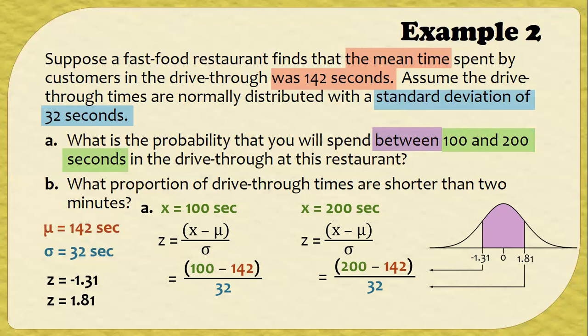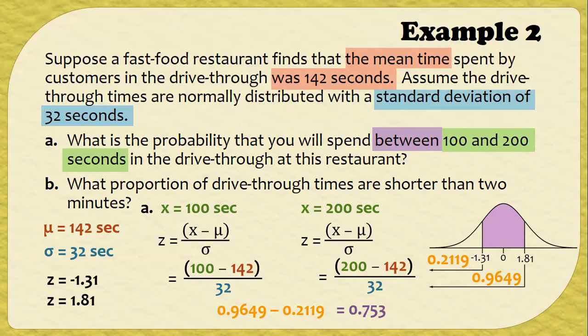Once I've got that all settled, then I'm going to move on to step 3, which is looking up these two areas on the table. So when I looked up negative 1.31, I got 0.2119. And when I looked up 1.81, I got 0.9649. So those are the two areas that I found on the table. Our last step is going to be to subtract the larger area minus the smaller area. So we're going to subtract 0.9649 minus 0.2119. And that gave me 0.753 or 0.7530.